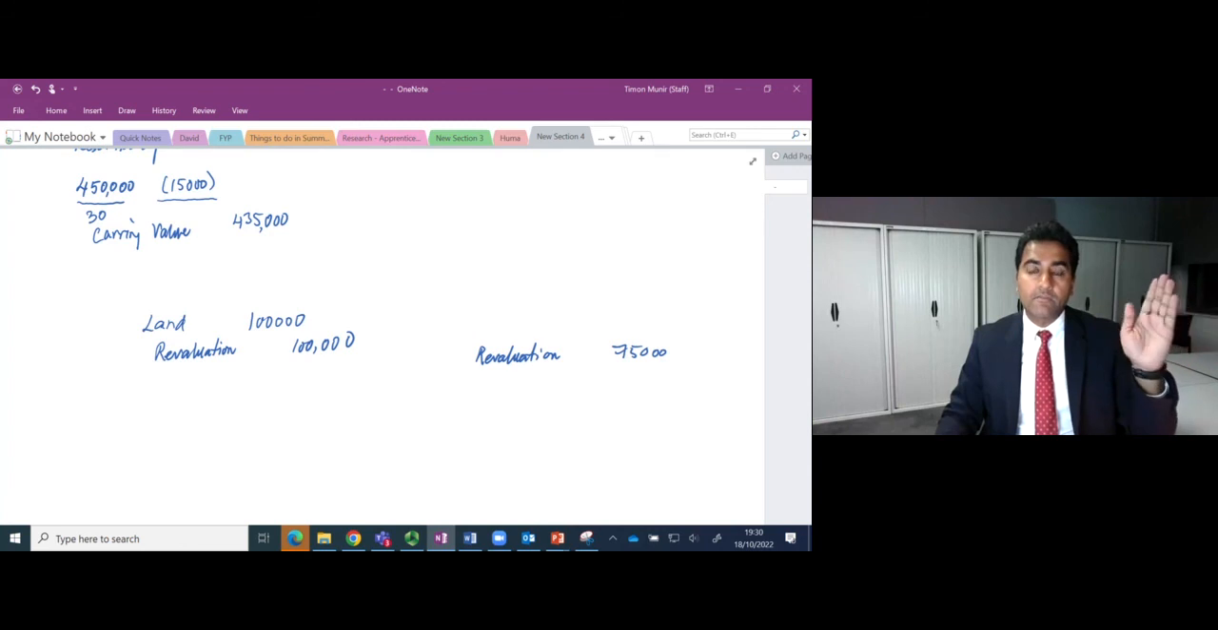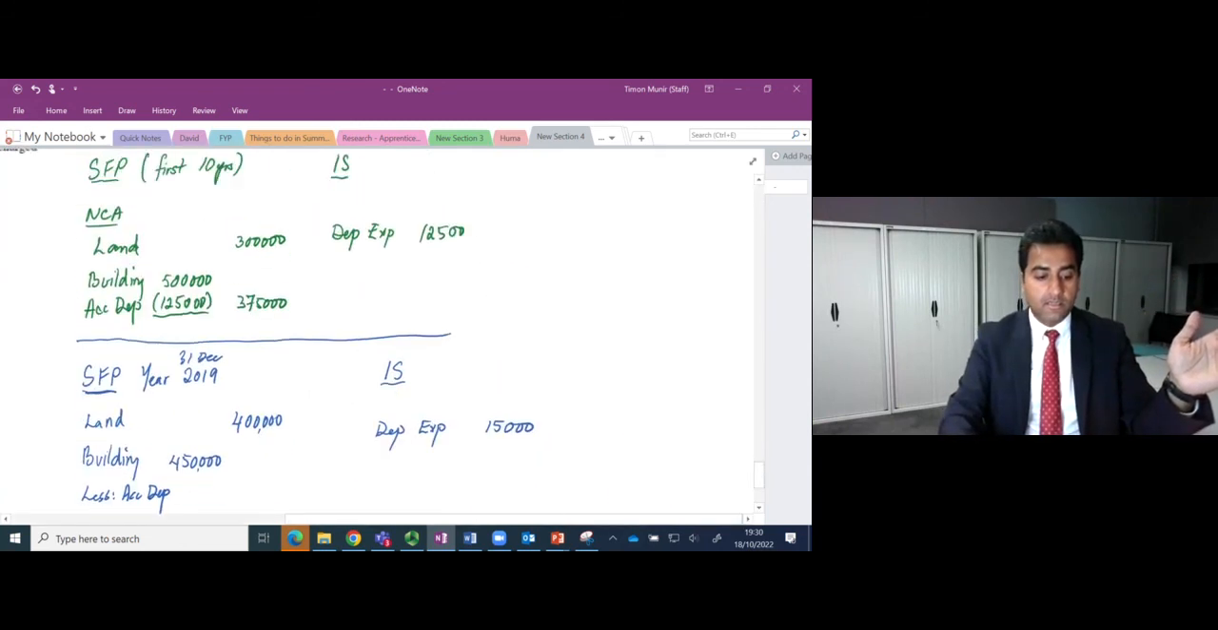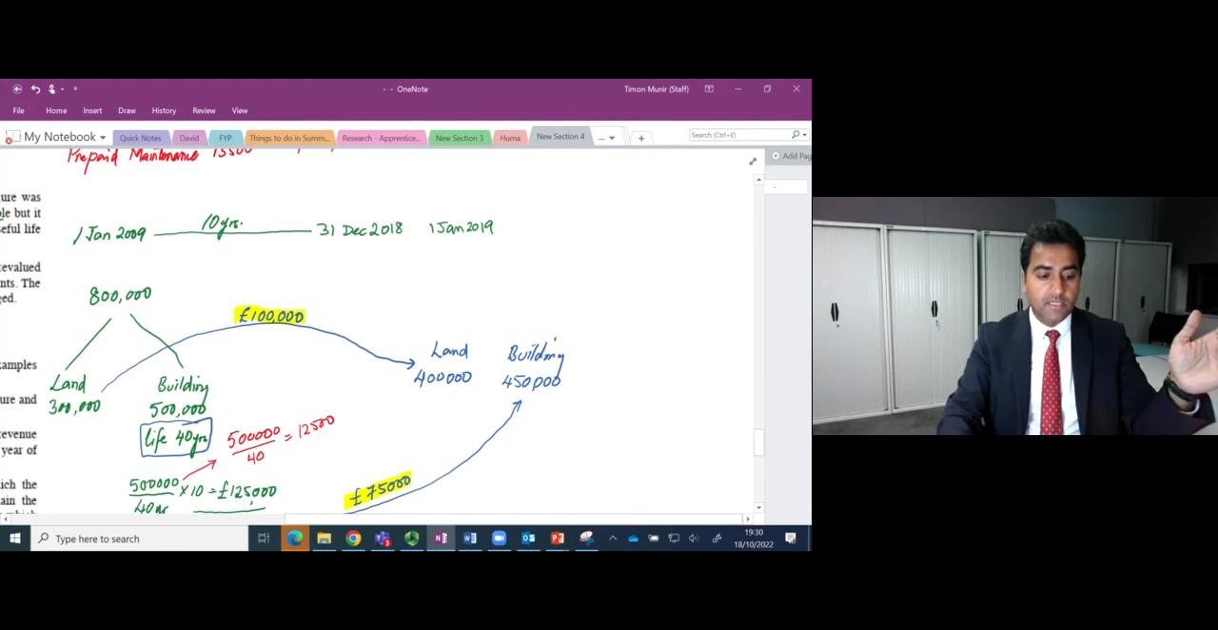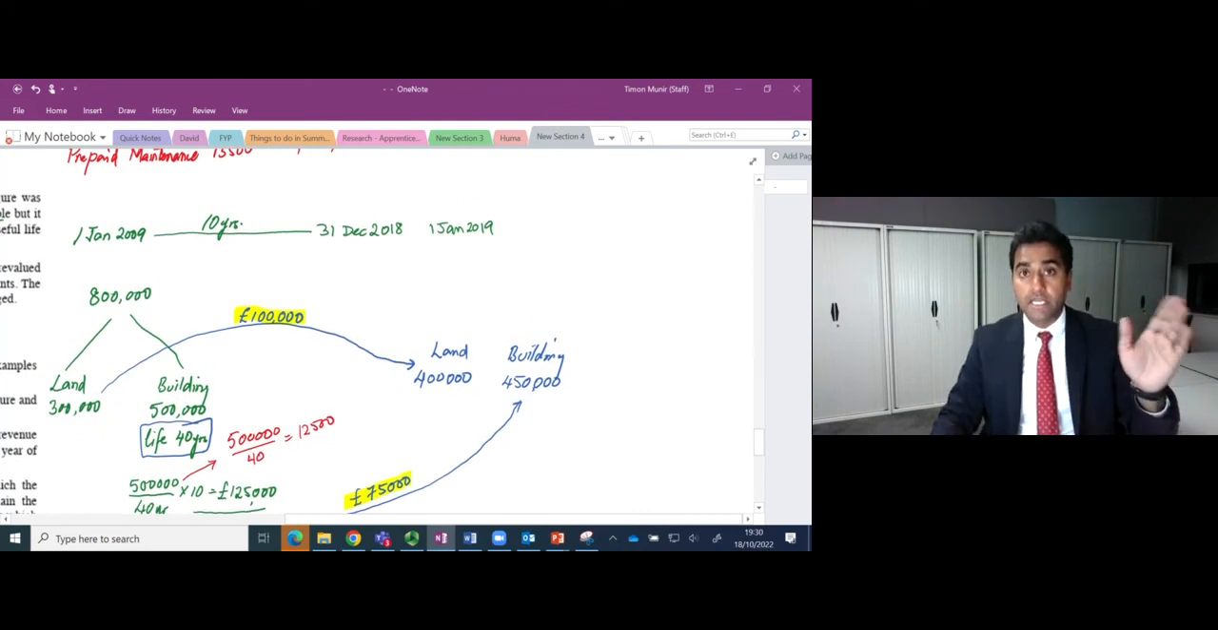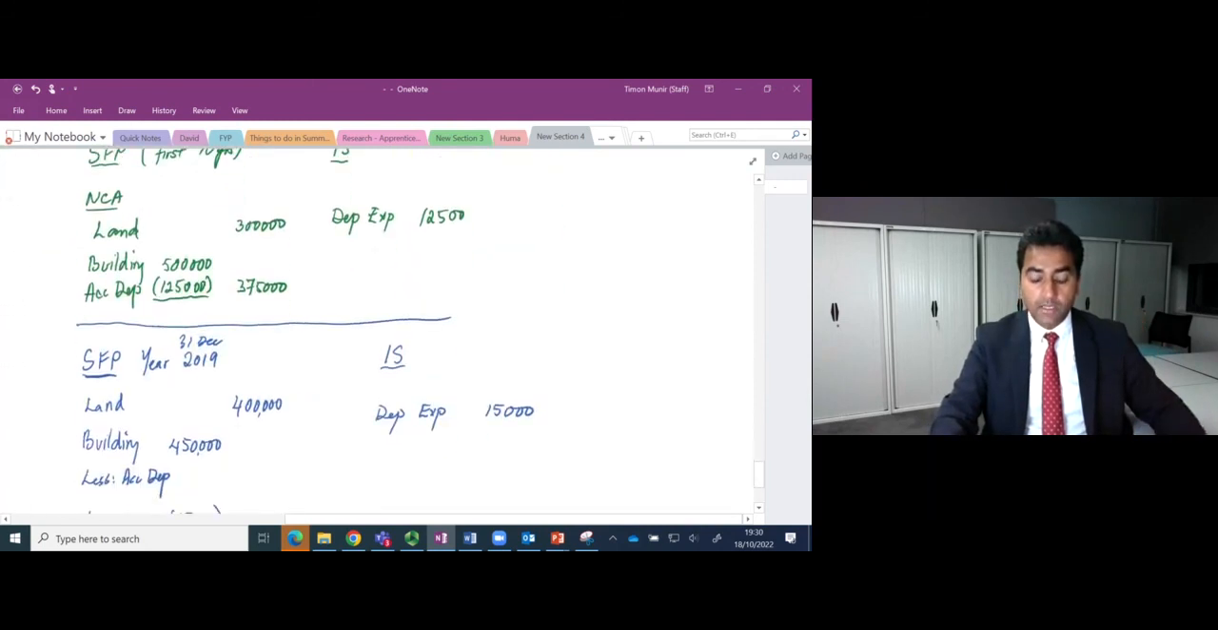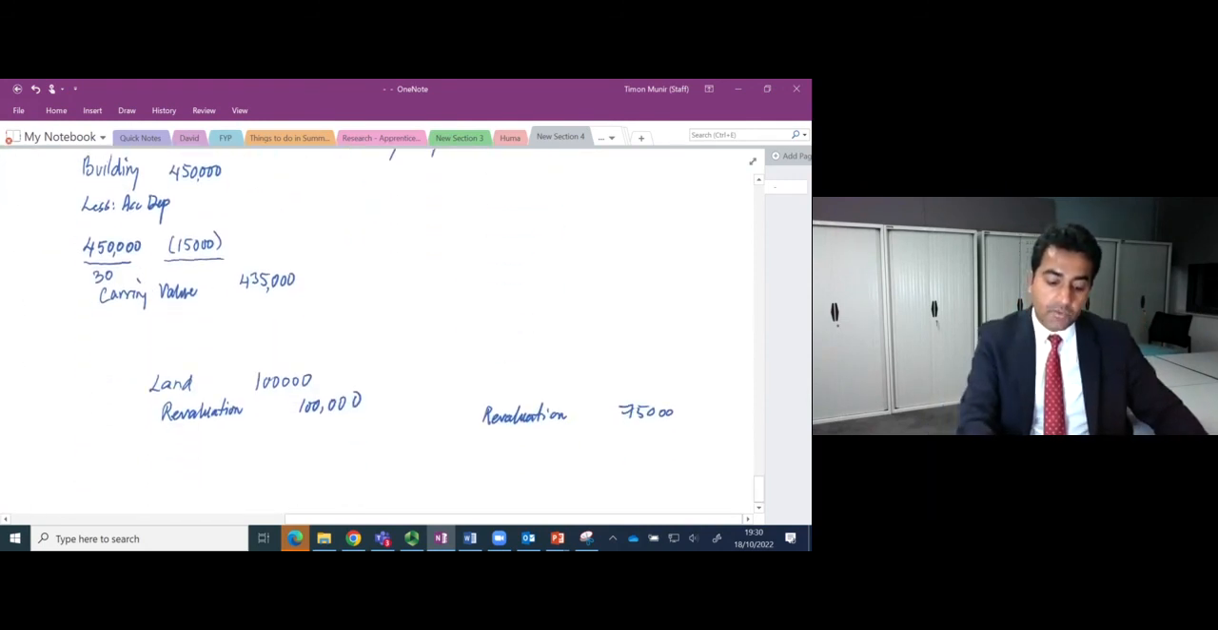So previously, from January 2009 until 31st of December 2018, the accumulated depreciation for 10 years was £125,000. So we need to debit the accumulated depreciation of the building by £125,000. What needs to be credited? The value of the building will be credited by £50,000.